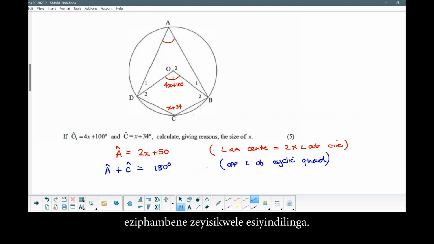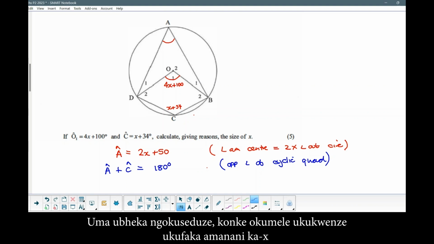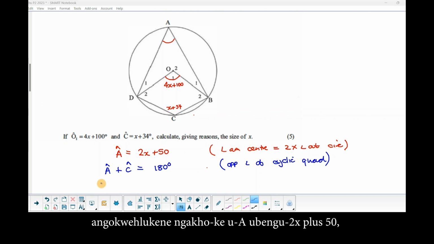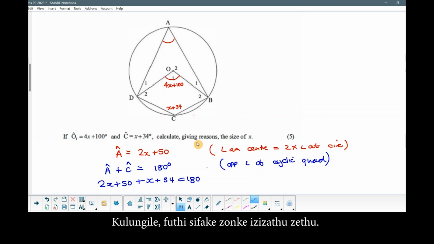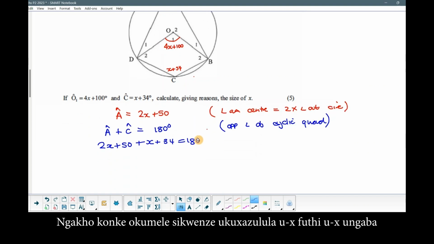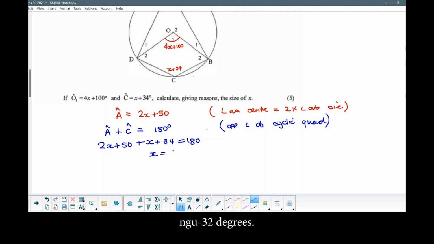Now if you look closely, all I have to do is substitute all those x values in. So A was 2x plus 50. C was x plus 34. And we've included all our reasons. So all we have to do is solve for x, and x happens to be 32 degrees.